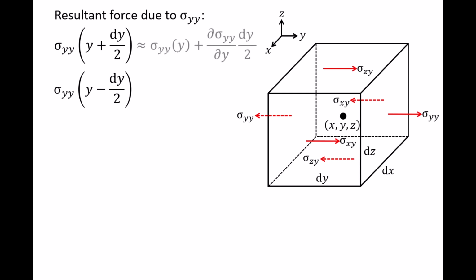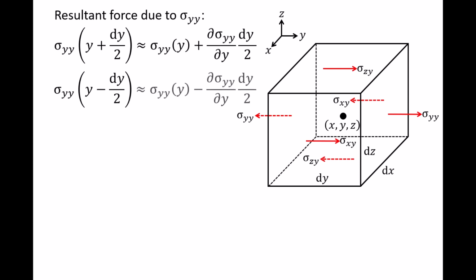Sigma yy at the right surface is approximately sigma yy at the center plus the first derivative of sigma yy with respect to y times the distance between the right surface and center, dy over 2. We've dropped all terms that have a dy squared or higher from the Taylor series because they are very small for a very small control volume. Since dy is a very short distance, dy squared is much smaller, dy cubed is even smaller, and so on.